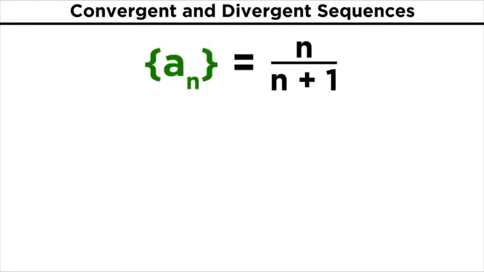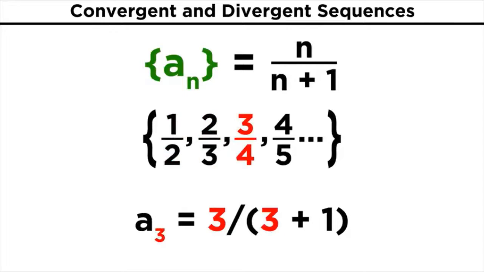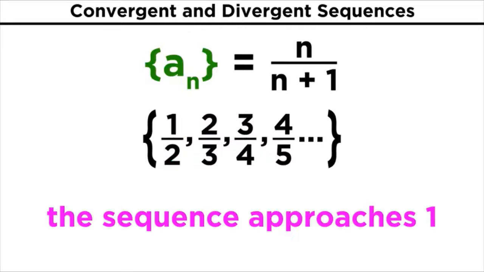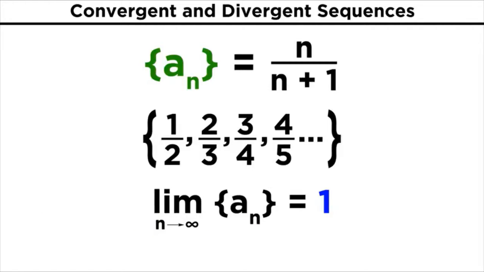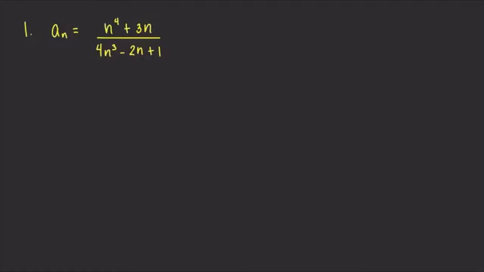Then let's look at something like a sub n equals n over n plus 1. This will give us 1/2, 2/3, 3/4, and so forth. We can pretty quickly see that this sequence will approach 1, but never quite get there. So the limit of this sequence as n approaches infinity is 1. Because the limit exists as a finite number, we would call this sequence convergent. Let's look at this first sequence here where a sub n is equal to n raised to 4 plus 3n all over 4n cubed minus 2n plus 1.